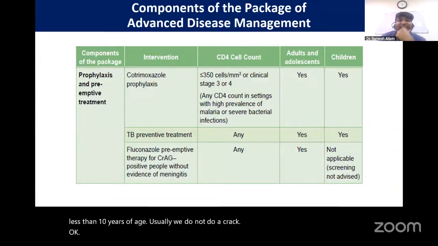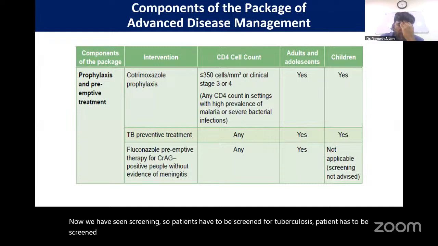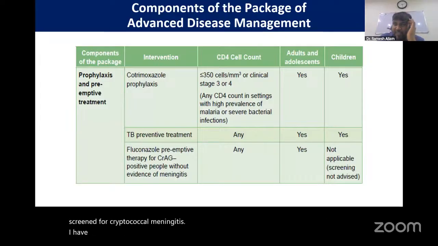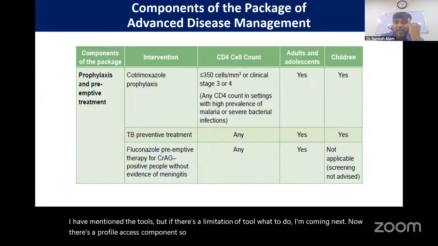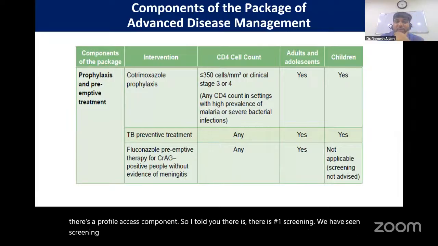Now we have seen screening. So patients have to be screened for tuberculosis, and patients have to be screened for cryptococcal meningitis. I have mentioned the tools, but if there is a limitation of tools, what to do, I'm coming to next. Now there is a prophylaxis component. I told you number one is screening, and we have seen screening now. The second part we are going to see is prophylaxis or preventive treatment.